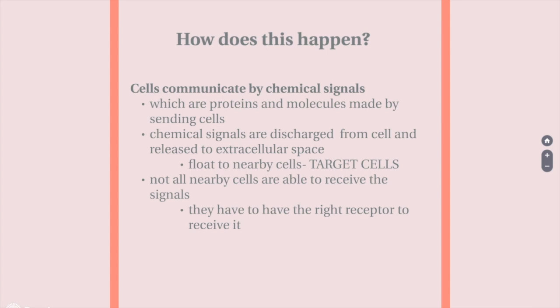They send each other messages through chemical signals. These chemical signals are proteins and molecules made by sending cells. They are discharged from the cells and released into extracellular space and then float over to nearby cells. However, not all nearby cells can receive the signals. They have to have the correct receptor to receive the signals. Basically, cells can release part of themselves to another cell to send a message. That message is received and causes a change in the other cell.